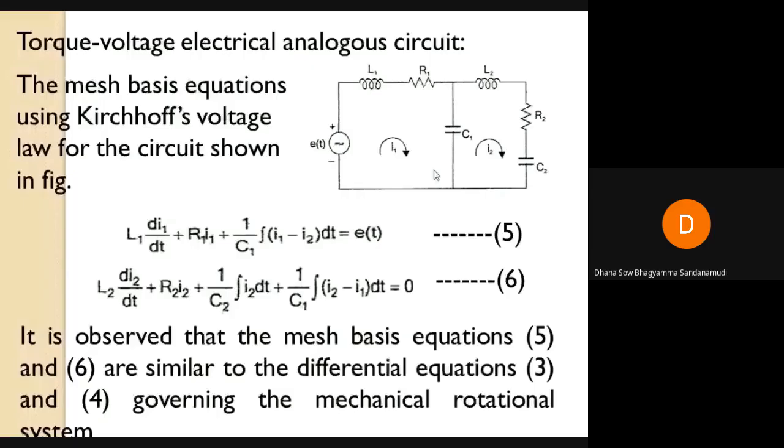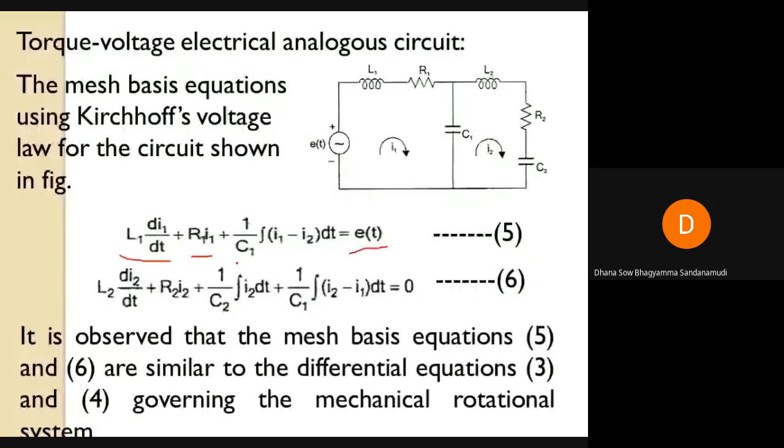So in loop 1, apply Kirchhoff's voltage law. The applied voltage is equal to the voltage across each and every element. That is the voltage across inductor L1, L1 d by dt of I1, across resistor R1, I1, and across the capacitor, which is in the loop.